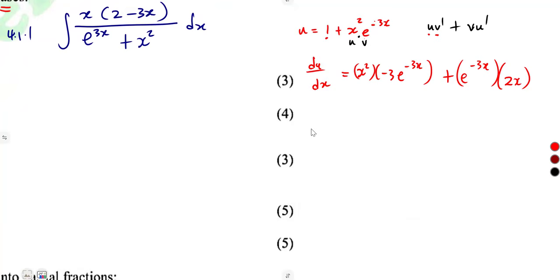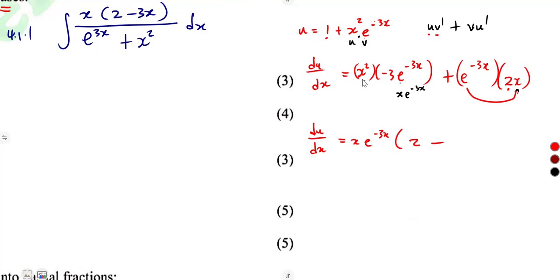What we can do is factor out. Let us consider what is common here. We've got x is common and e to the exponent of minus 3x. So let's factor it out and see what we have. Starting with the positive term, if I factor out x and e to the exponent of minus 3x, I'll be left with a 2.